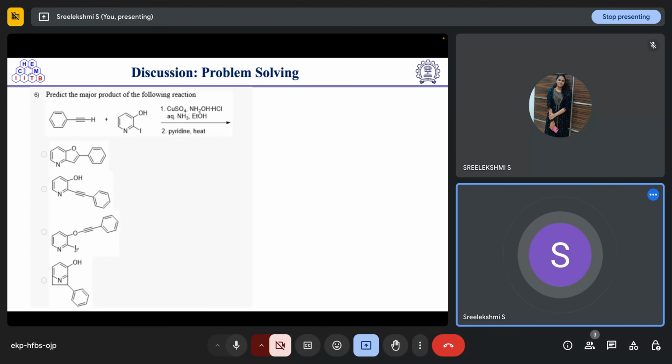Moving to the next reaction, predict the major product of the following reaction. So this terminal alkyne upon treatment with this pyridine derivative, that is iodo and hydroxy substituted pyridine. First, it is treated with copper sulfate, hydroxylamine hydrochloride, aqueous ammonia, and ethanol. And then it is treated with pyridine under reflux condition. Which will be the major product here?